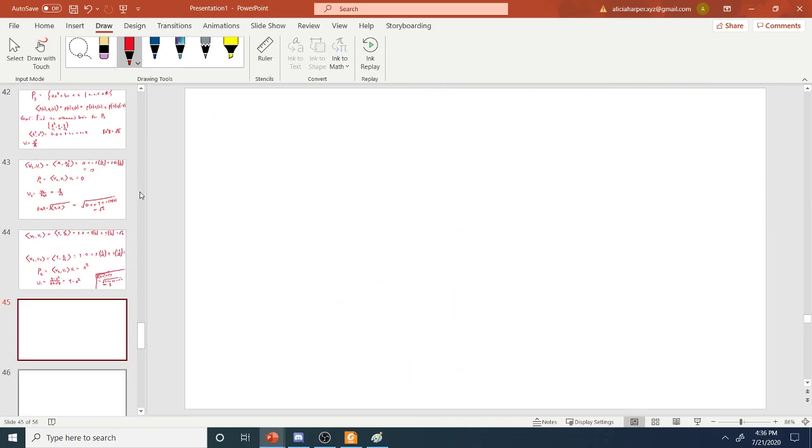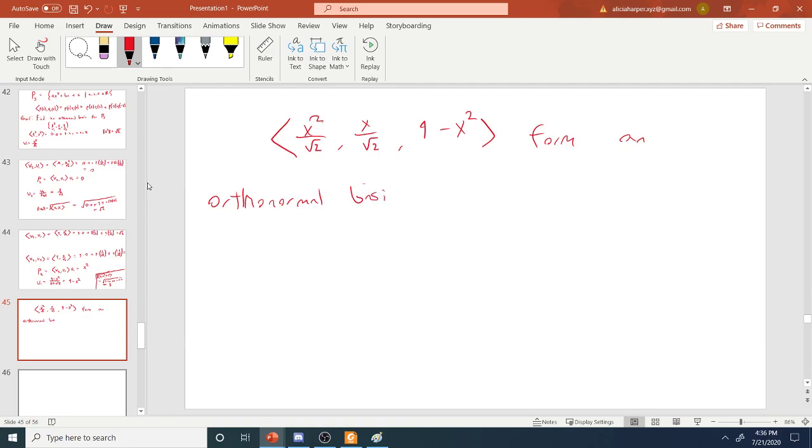And thus we conclude that x squared divided by the square root of 2, x divided by the square root of 2, and 1 minus x squared form an orthonormal basis for P3.